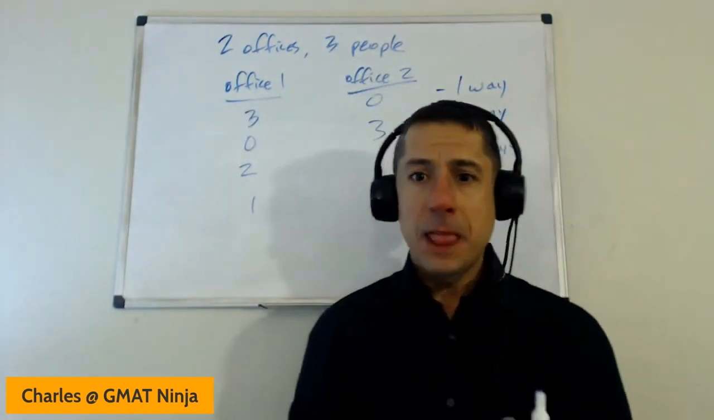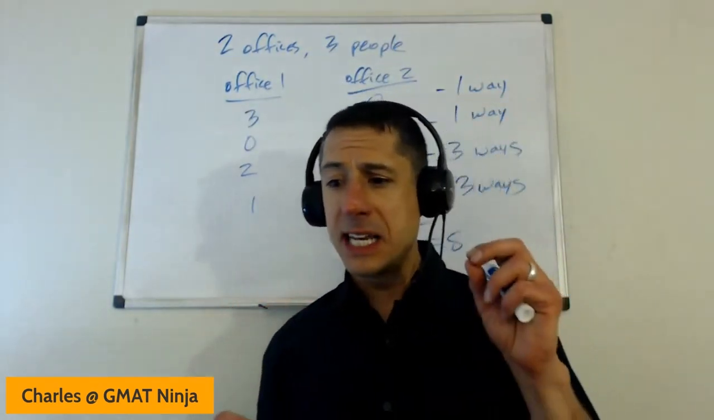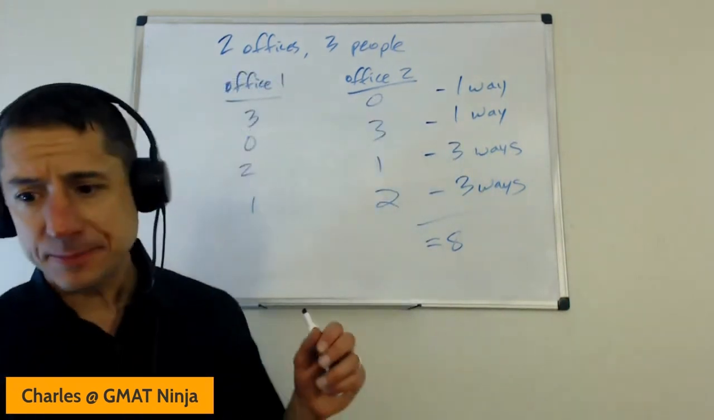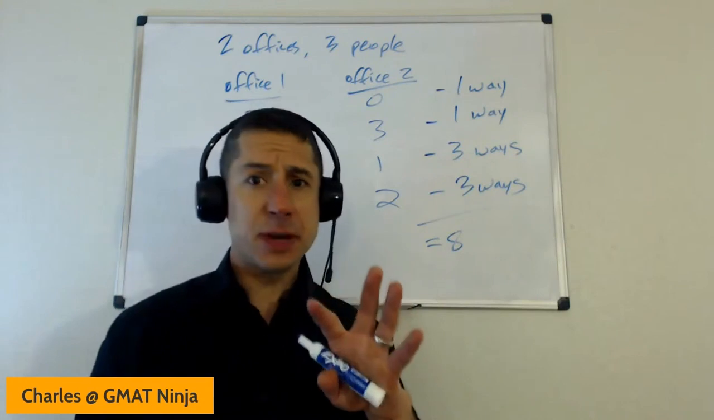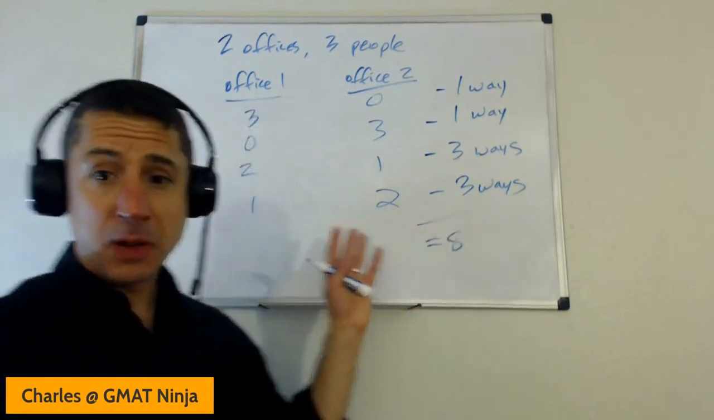Okay. So one of the questions I'm getting here real quick. It says that some of the offices can be empty and more than 1 employee can be assigned to an office. But all of these 3 people have to be arranged in these 2 offices. So that's the hitch here. These 3 people all have to go somewhere.